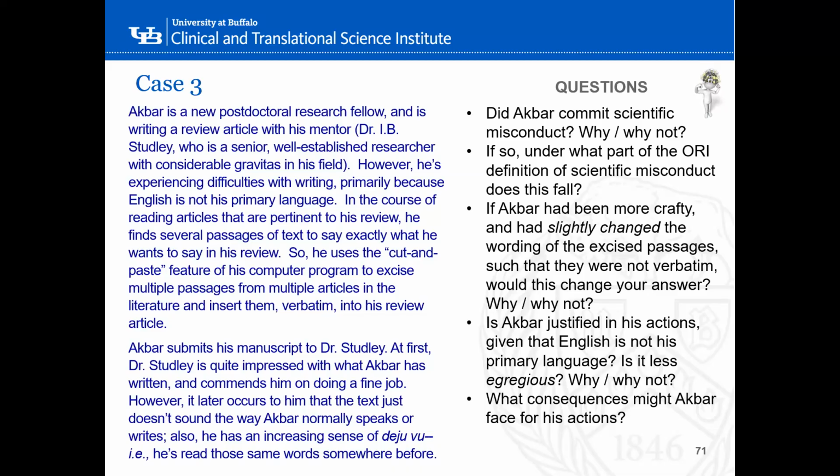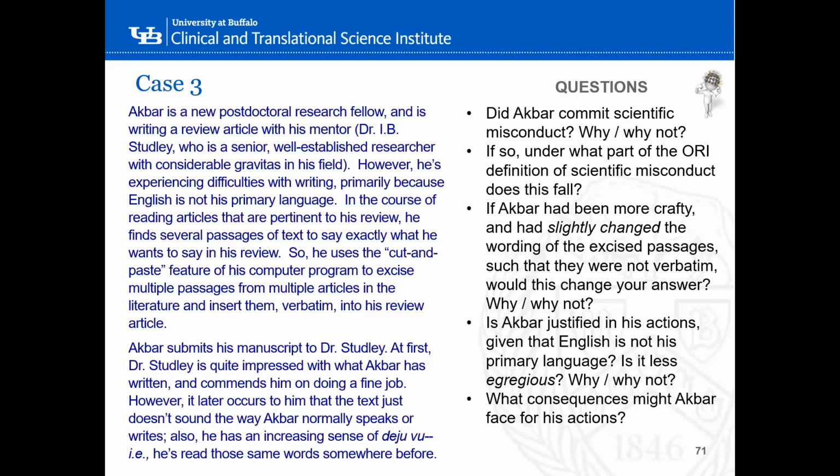Akbar submits his manuscript to Dr. Studley. At first, Dr. Studley is quite impressed with what Akbar has written and commends him on doing a fine job. However, later it occurs to him that the text just doesn't sound the way Akbar normally speaks or writes. Also, he has an increasing sense of déjà vu, i.e., that he's read those same words somewhere before.